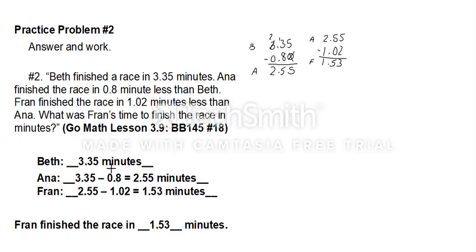So I know after doing all that work of Anna's time being subtracted by the 8/10, and that's Anna's time now, and then subtracting 1/200 from Anna's time gives me Fran's time, and I know Fran finished the race in 1 53/100 minutes. Realize that I have my correct units of measurement because it says what was Fran's time to finish the race, and it even says in minutes. So sometimes it's the first 3 words, and sometimes you have to keep reading the sentence.